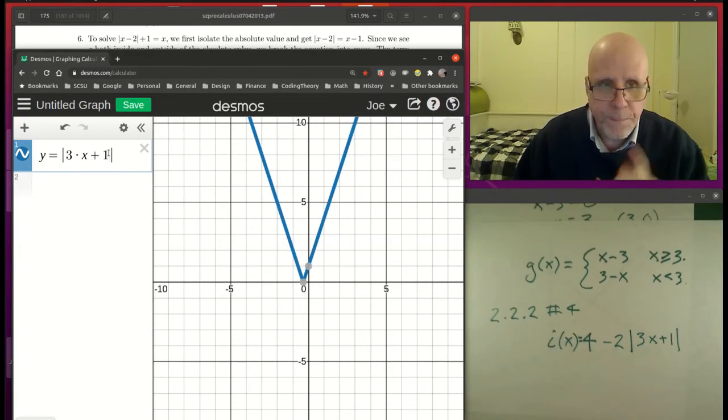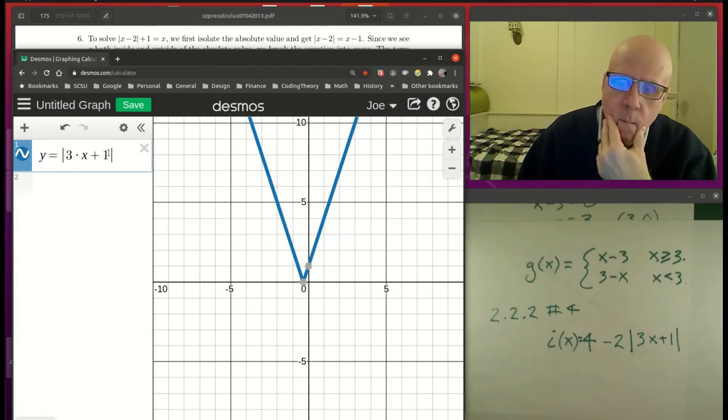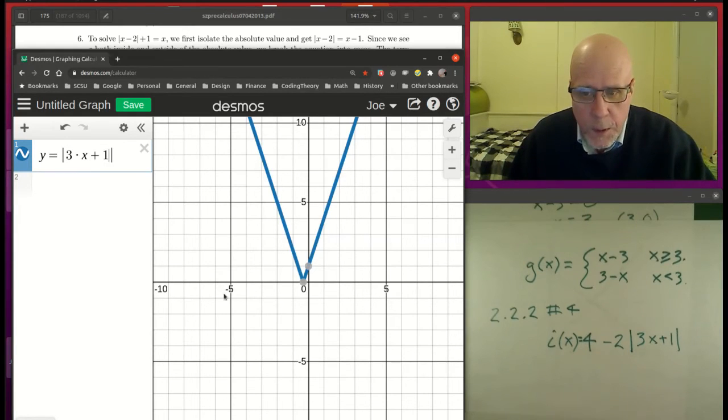It moved it. But watch out how much it moved it. Did it move it 1 unit? You can probably see that it didn't. This is not 1 unit away. Plus 1 should have been moved sideways 1 unit, but it didn't. It's only 1/3 of a unit.